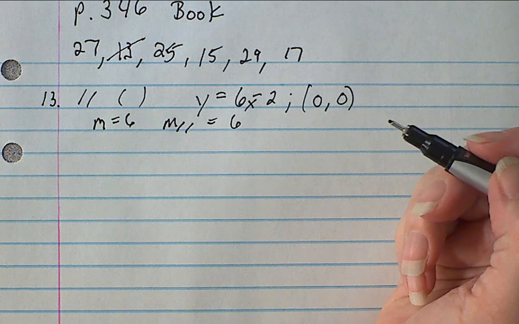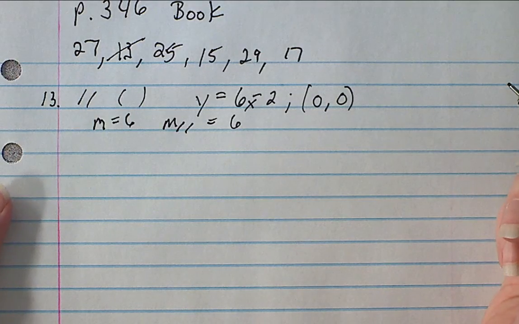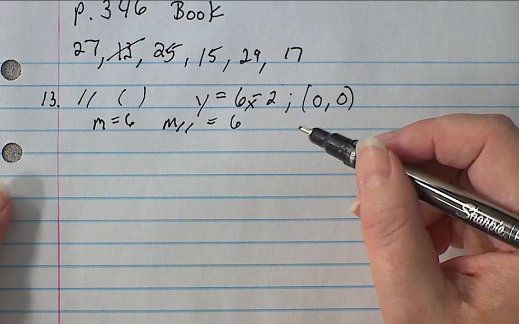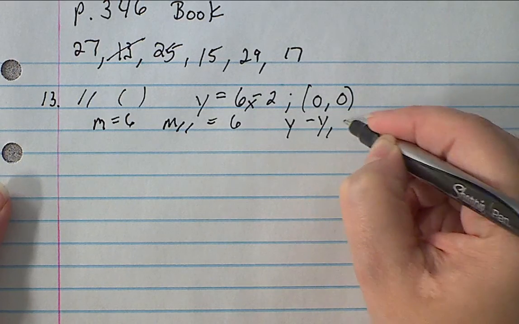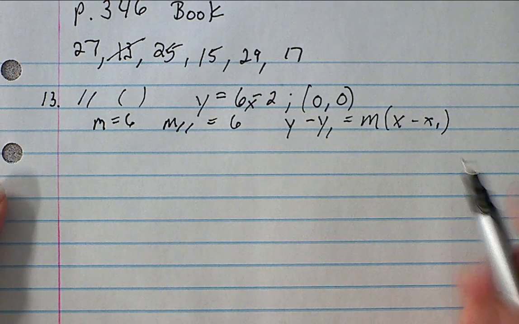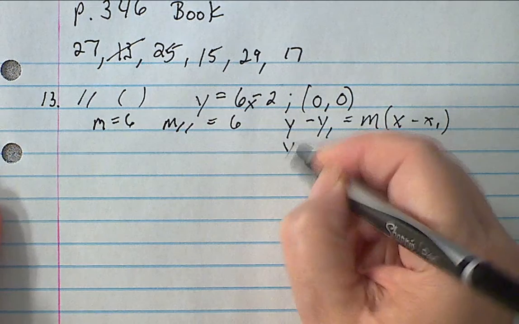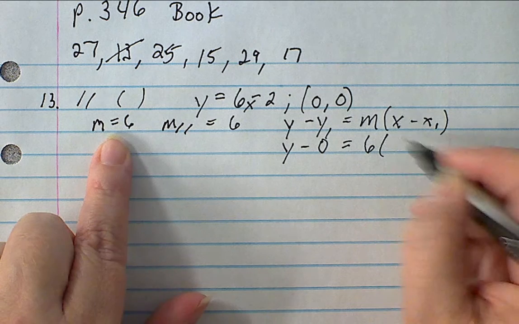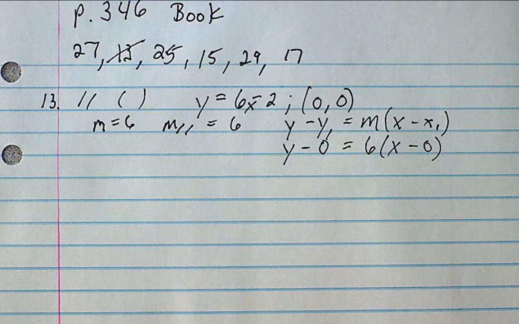Now, we have a slope and we have a point, so we can use the what formula? We can use the point slope formula. So that is y minus y1 equals m times x minus x1. We have here our y value, which is 0. And my slope is 6. And then we have x minus 0. We want to simplify it. We want to solve for y.